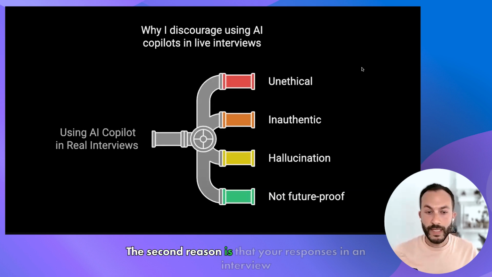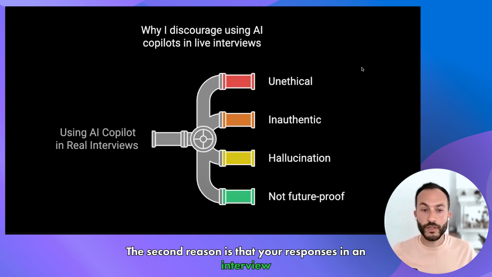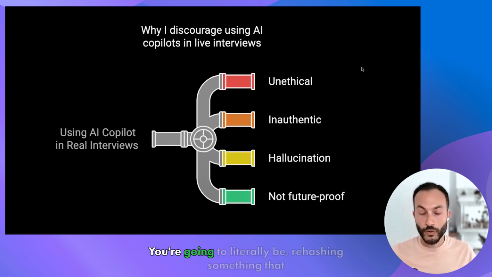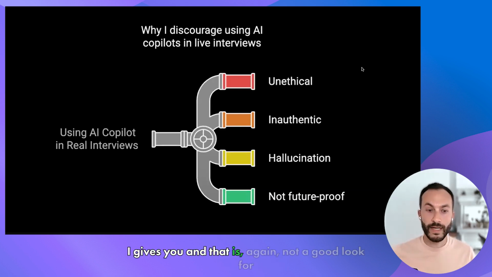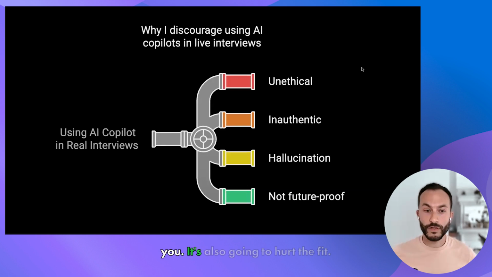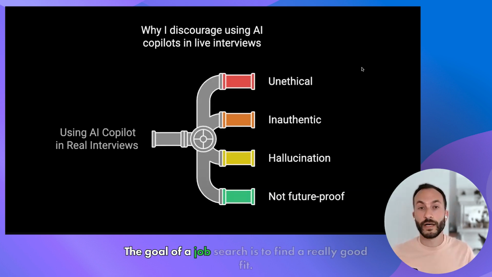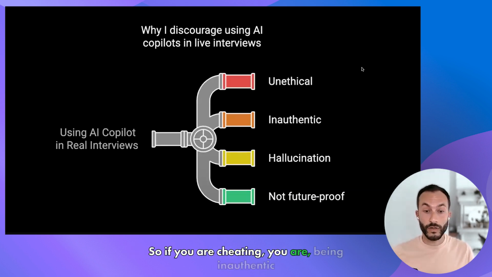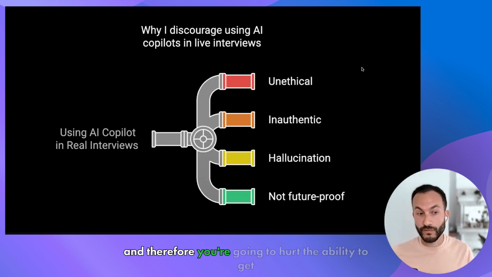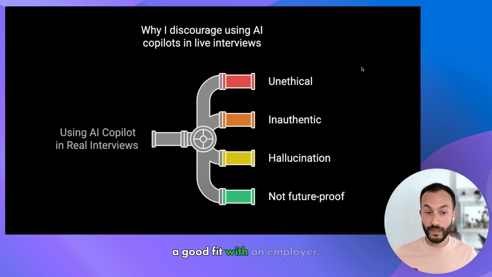The second reason is that your responses in an interview will be inauthentic. You're going to literally be rehashing something that AI gives you, and that is, again, not a good look for you. It's also going to hurt the fit. The goal of a job search is not to land an offer. The goal of a job search is to find a really good fit. So if you are cheating, you are being inauthentic, and therefore you're going to hurt the ability to get a good fit with an employer.